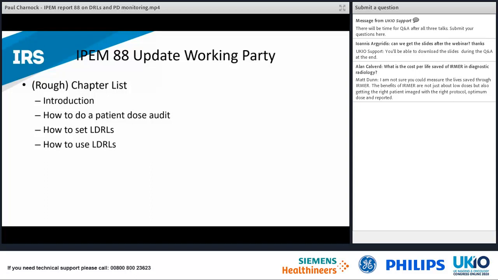We want an introduction, and then we want nice, clear, concise chapters. How to do a patient dose audit. Then how to set local diagnostic reference levels based on your patient dose audit. And finally, how to use local diagnostic reference levels. So I'll just talk through the plans for each of those chapters.